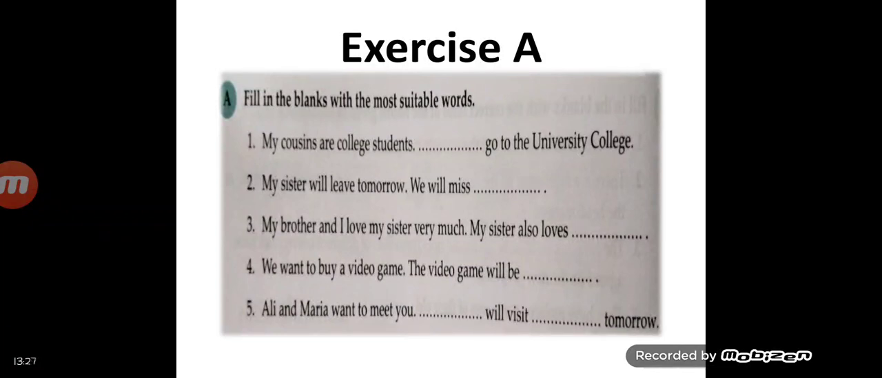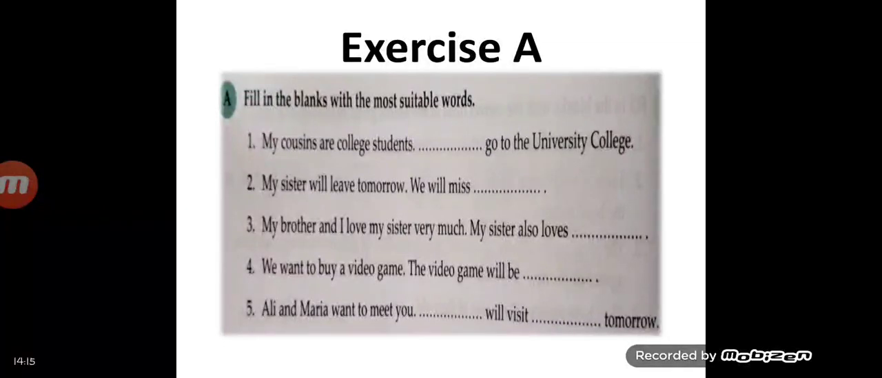The first option is: my cousins are college students, blank go to the university college. You see that there are a number of cousins over there. So for many people we use "they." Yes, in this sentence we use "they." The second option: my sister will leave tomorrow. We will miss blank. Here we are talking about a single person, my sister. So we will miss her. Yes, you are right, we will miss her.